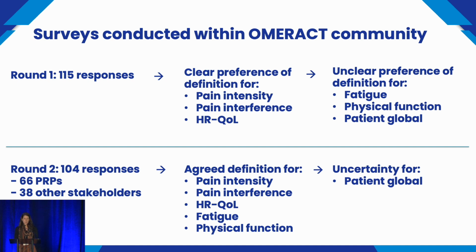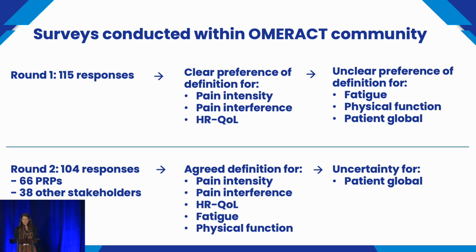So for 3 of the domains, pain intensity, pain interference, and health-related quality of life, there was a clearly preferred definition. And so we asked in this second round whether everyone agreed with it, could live with it, or disagreed with it. For the other 3 domains, which were fatigue, physical function, and patient global, the results from the first round were not so straightforward, and 2 definitions received similar rankings. So for these ones, we asked the survey participants which of the 2 options they preferred.